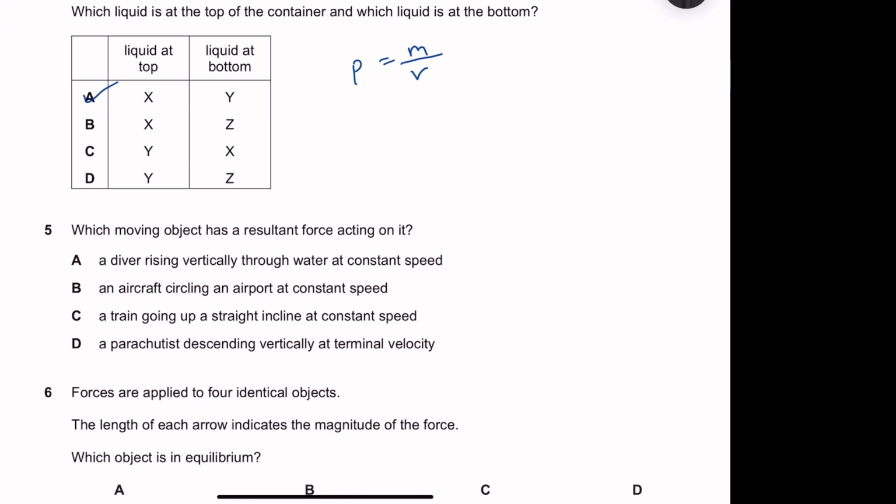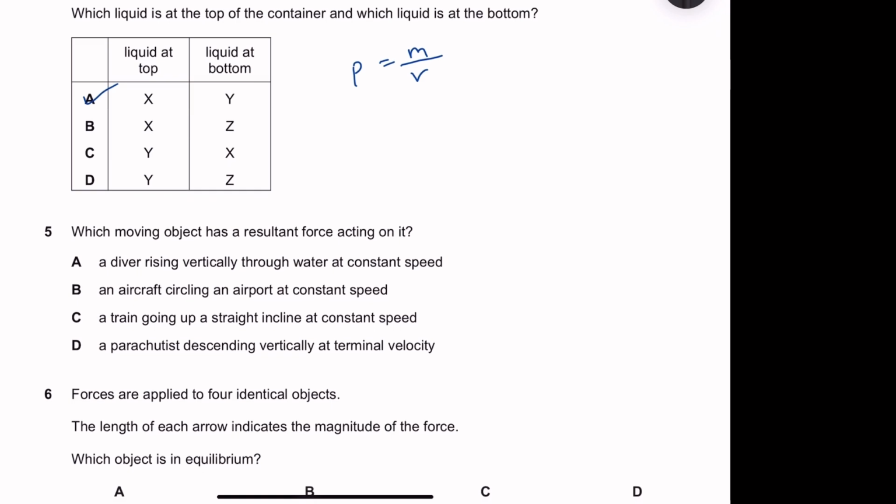Question 5. Which moving object has a resultant force acting on it? A diver rising vertically through water at constant speed, an aircraft circling an airport at constant speed. So we already know when anything goes in a circle, it has a centripetal force acting on it, which also means it has a resultant force, so it will be B.